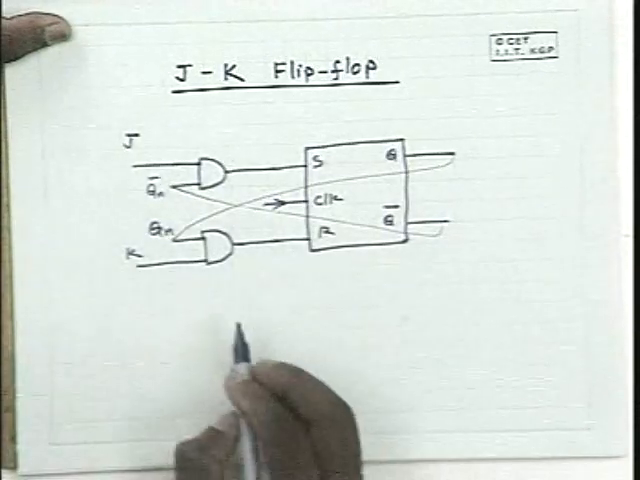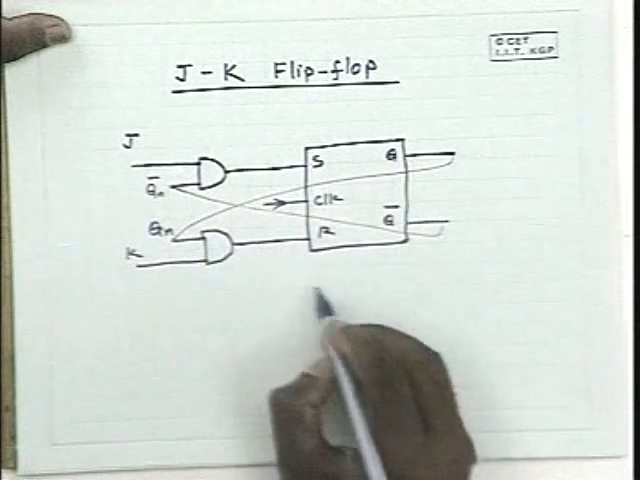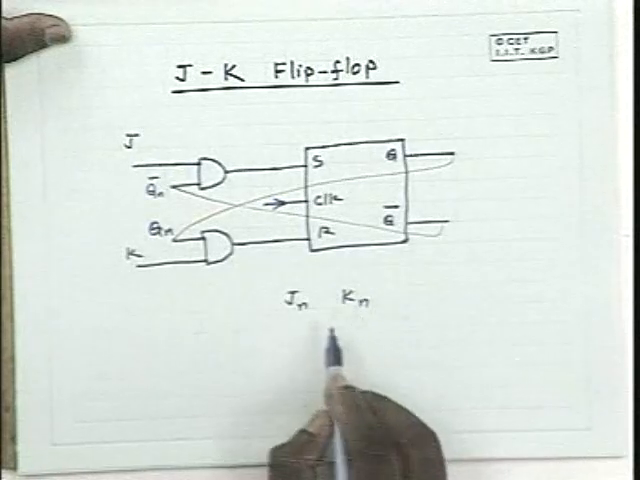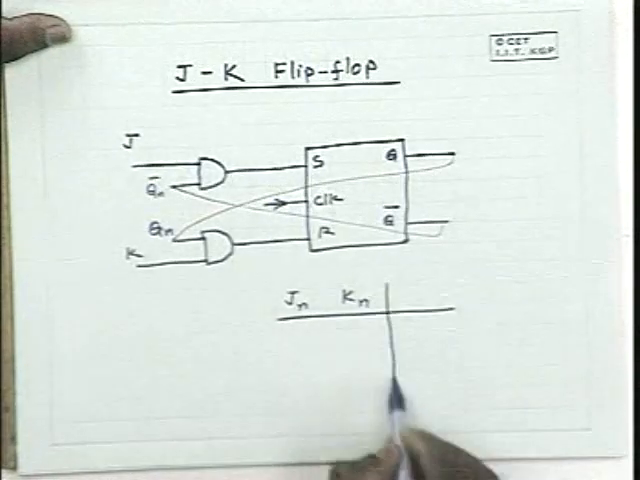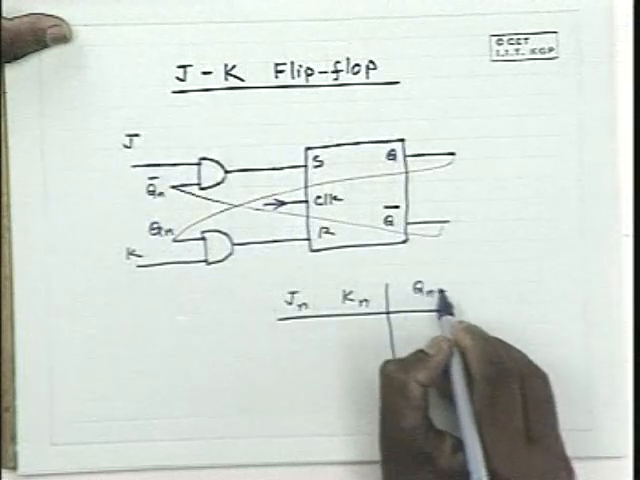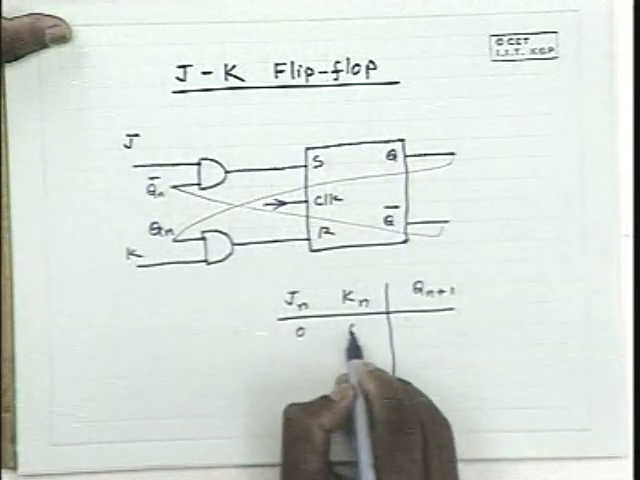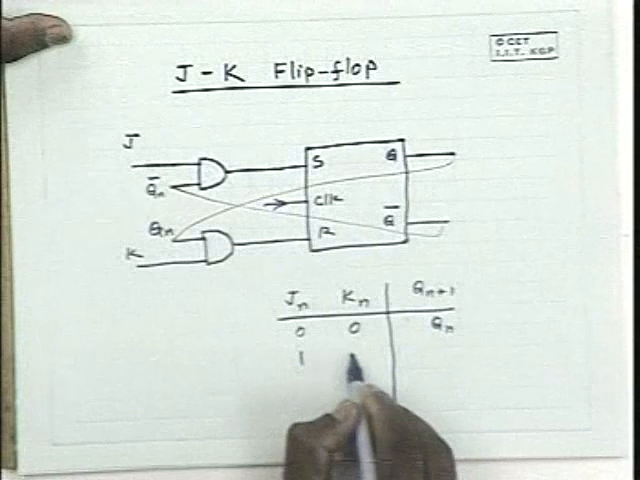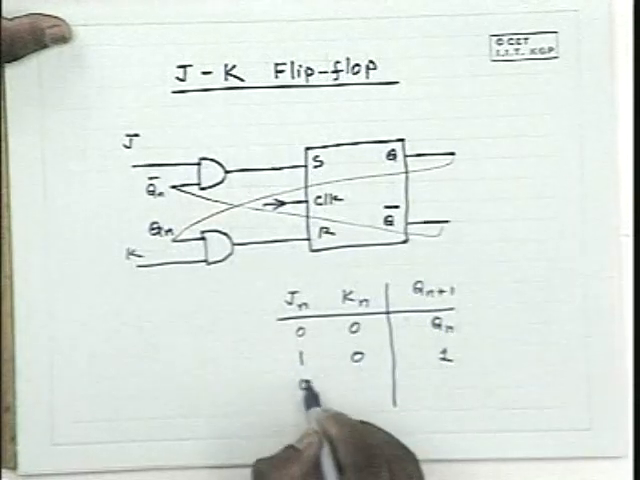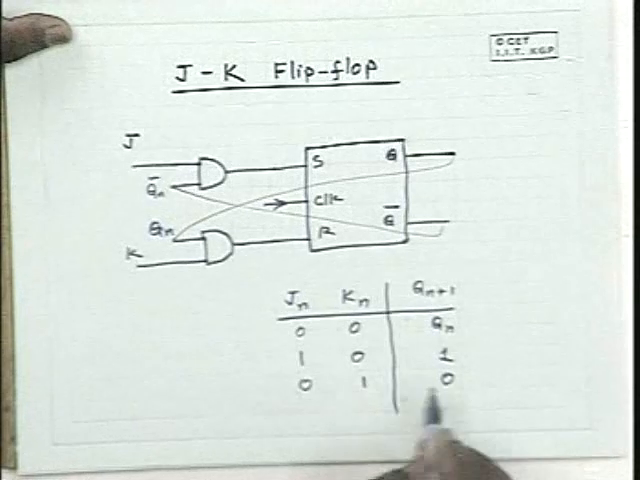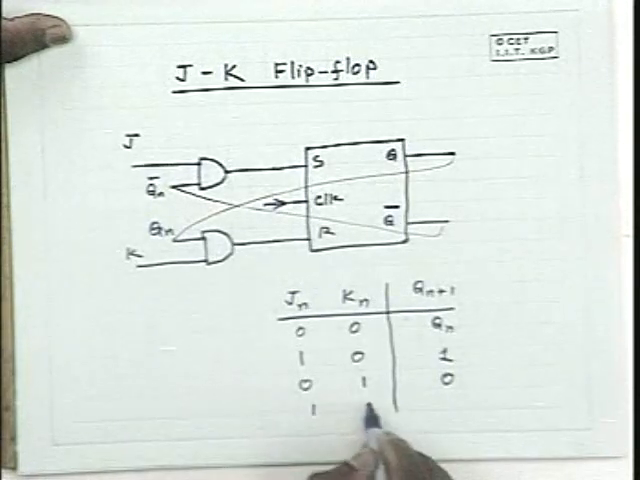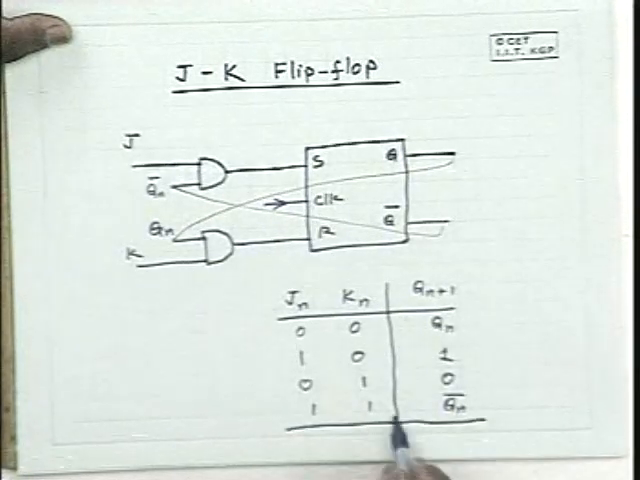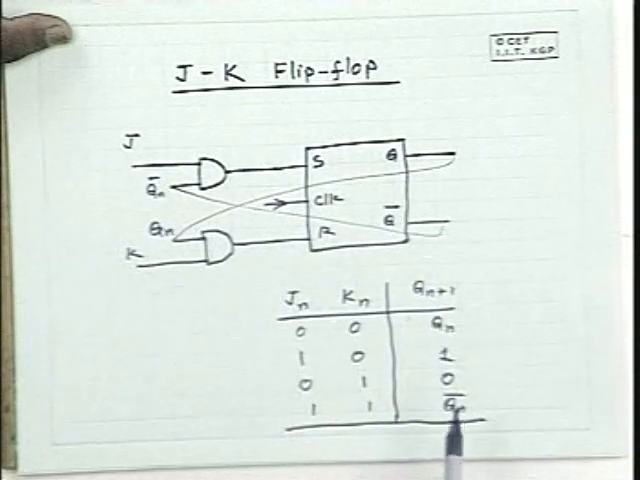Now with these interconnections, it becomes a JK flip-flop, and the truth table of the JK flip-flop is as given here. If this is Jn and Kn as the inputs, and the output is Qn plus 1, for 0, 0, the output remains in the previous state itself, and with 1, 0, it becomes 1, and with 0, 1, it gets reset to 0, and with 1, 1, very interestingly, this one changes state.